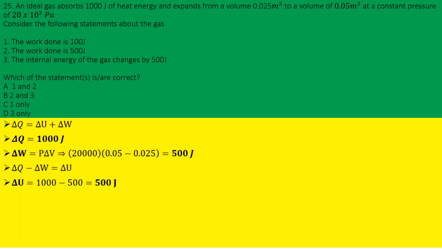An ideal gas absorbs 1000 joules of heat. I've already done the calculations here. So dQ equals dU plus dW. dU is the change in internal energy, and dW is the work done by the gas. dQ is the heat absorbed, which is 1000 joules. But dW is P dV. P is 20 kilopascals, so we get dV from that. So the work done by the gas is 500 joules. Now, to calculate the change in internal energy, we simply take dQ minus dW, which gives us 500 joules. So our answer is B.